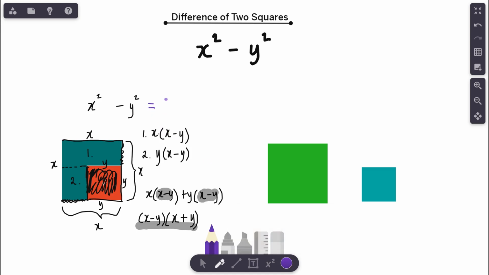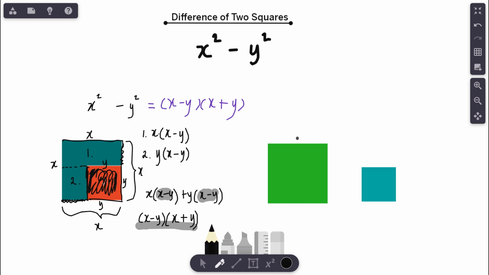X squared minus y squared gives us two brackets, x minus y and x plus y. So the brackets are almost identical. It's just the signs in between, right? For the next one, I know the squares are exactly the same, but let's create something else there.